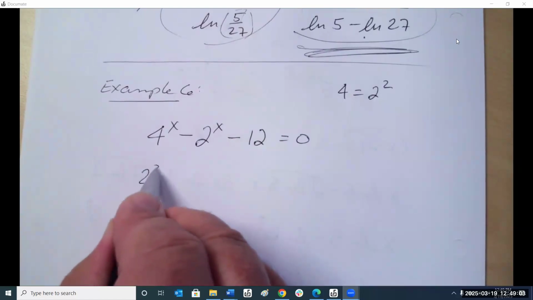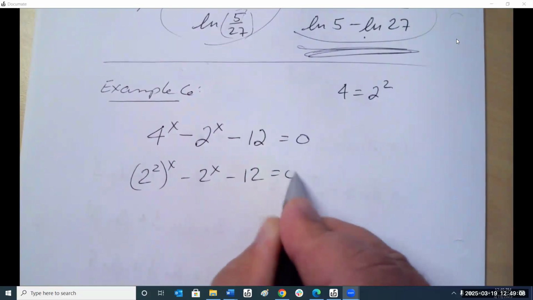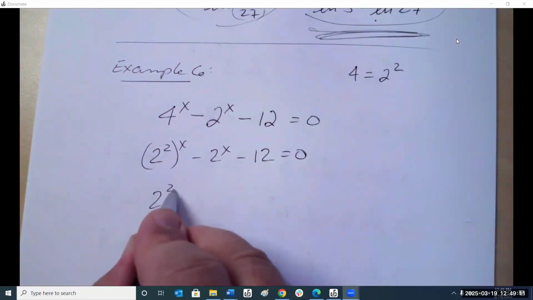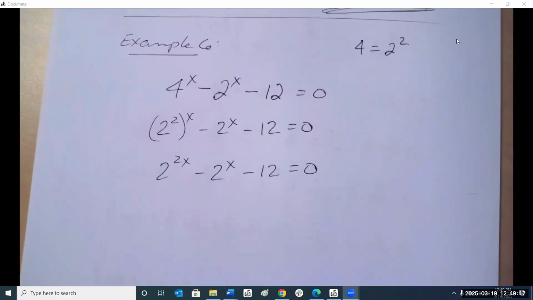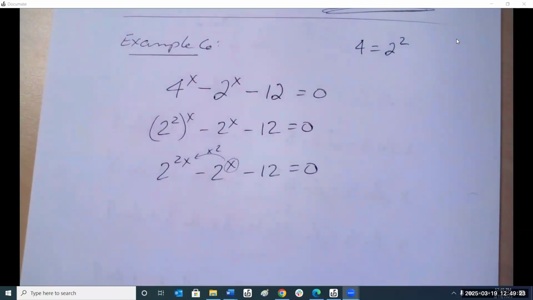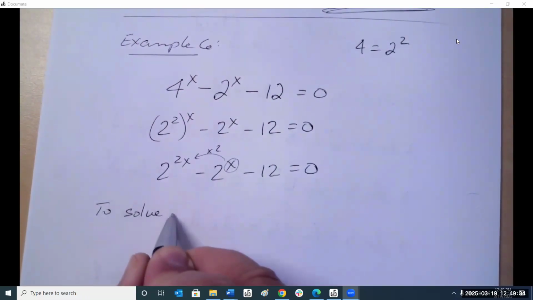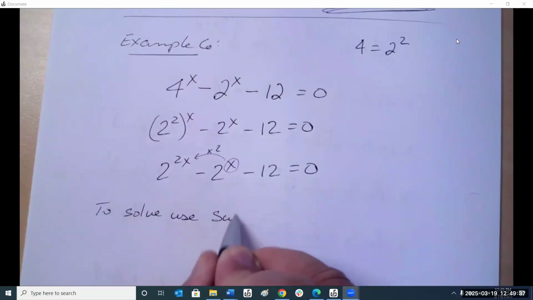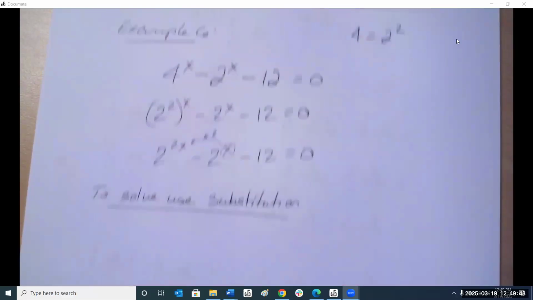So this is 2 to the power 2. So we have 2 to the 2x minus 2x. So it is quadratic in form because this exponent, if you multiply it by 2, you get the leading one. So it is quadratic in form. But how do we solve it now? To solve, use substitution.